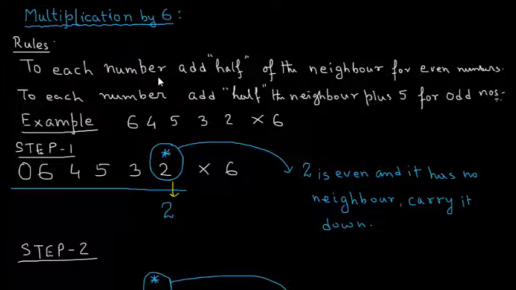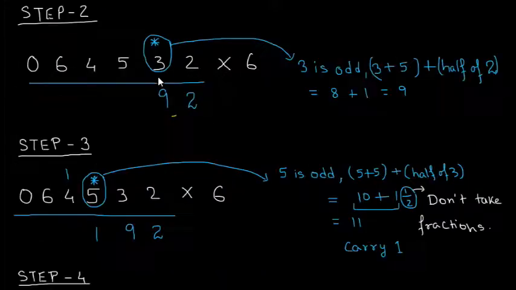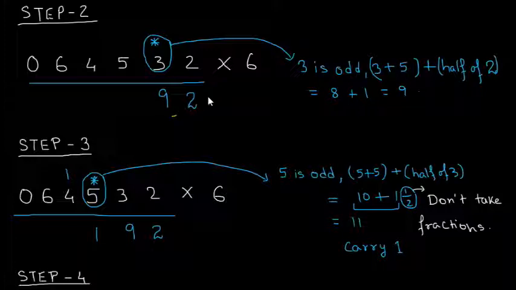Now in step 2, the second number is 3, that is an odd number. So we'll add 5. For all odd numbers we add 5. So 3 plus 5 plus half of its right hand side neighbor; the right hand side of 3 is 2, so half of 2 is 1. So ultimately we need to add 3 plus 5 plus 1, that is 9. We'll put 9 here.